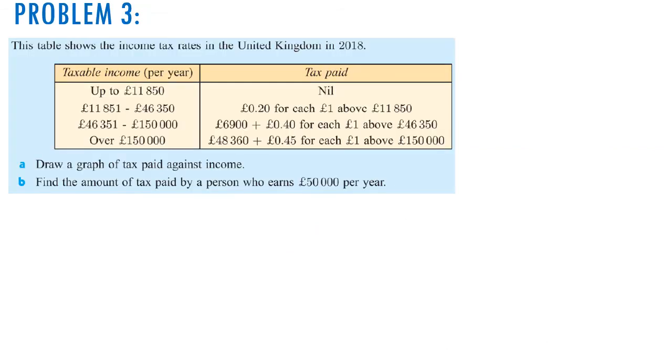All right, our last problem, this one's a bit of a tricky problem. It's meant to be kind of a goofy one. I just wanted to expose you to how to do it. It's going to ask us to make a graph. This table shows income tax rates in the UK. So we have income, and then we have the taxes that are paid.